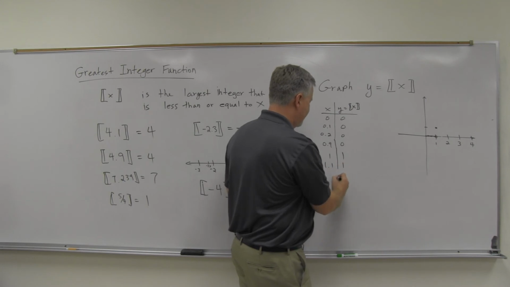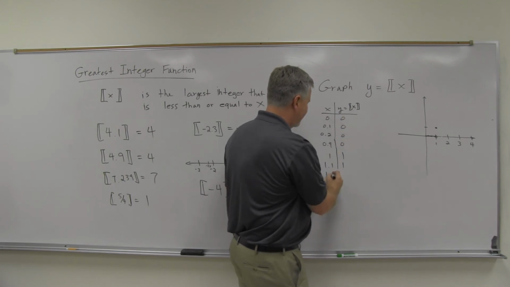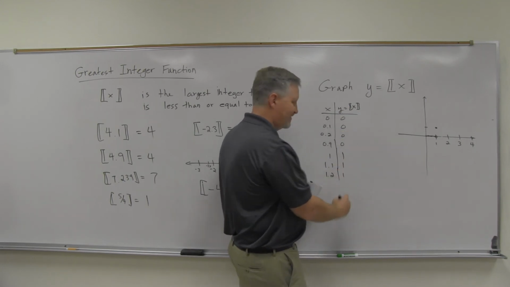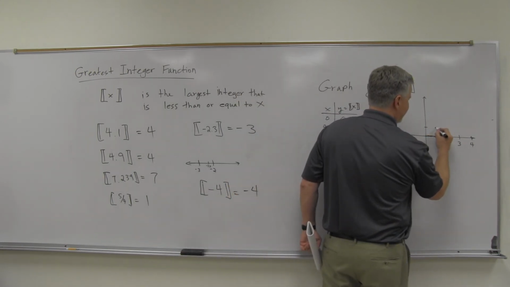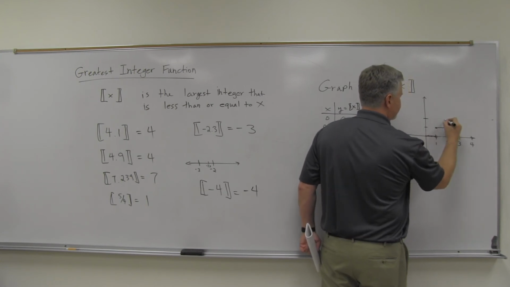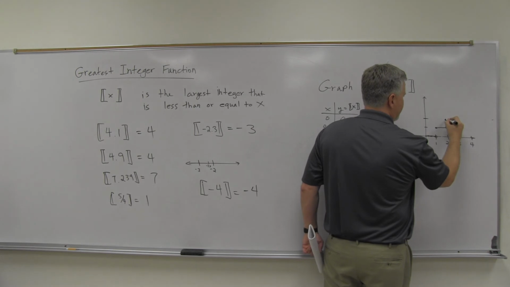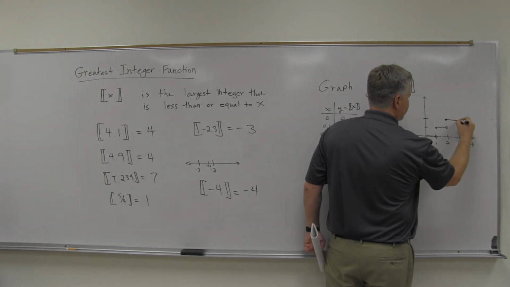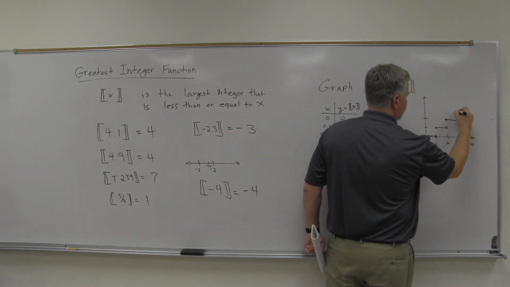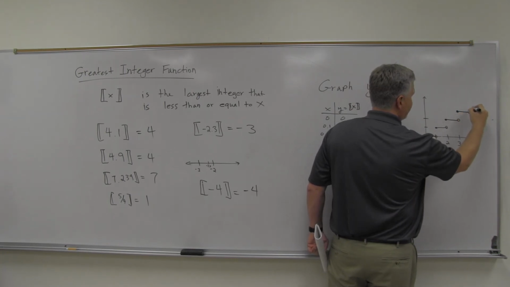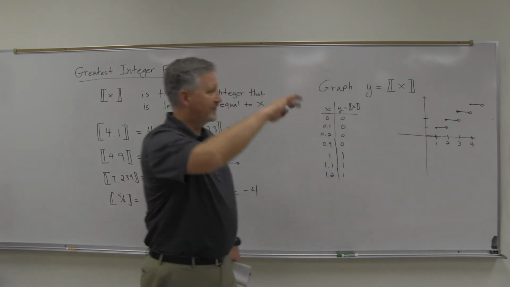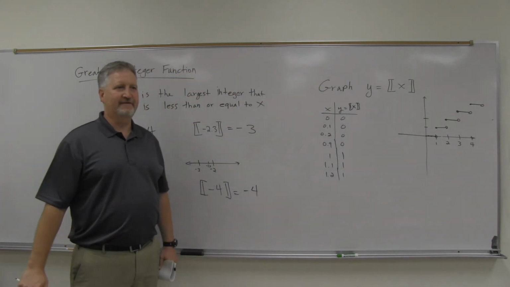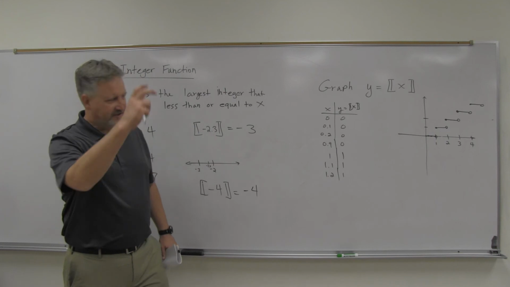Okay? Now guess what happens from 1 to 2? Well, 1.1, you got 1 for the greatest integer. 1.2, you got the greatest integer is 1, right? So it's going to hang out at 1 for y until you get to 2. Then at 2, it's going to take a jump to 2, and then hang out from 2 to 3 at 2, and then take a jump to 3. So I think you can see the pattern. Stair steps, isn't it?